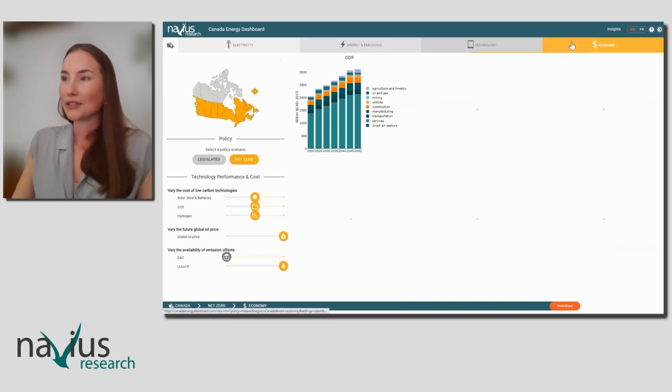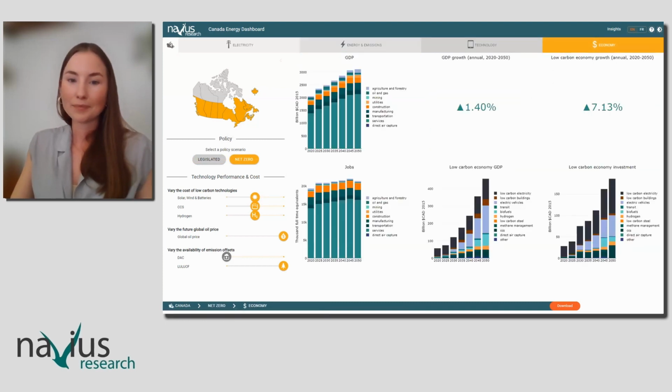So going back to the economy tab, we can also look at how the cost of electricity supply impacts Canada's economy.